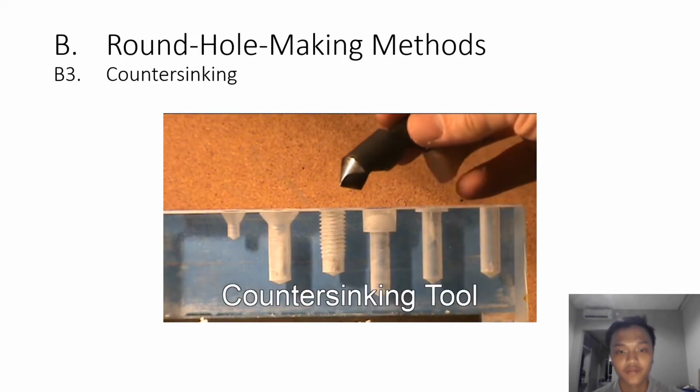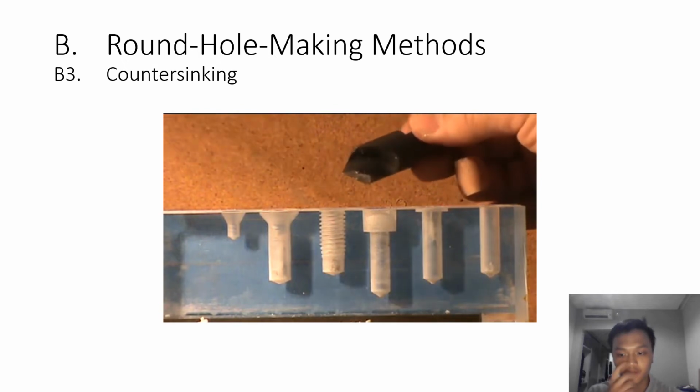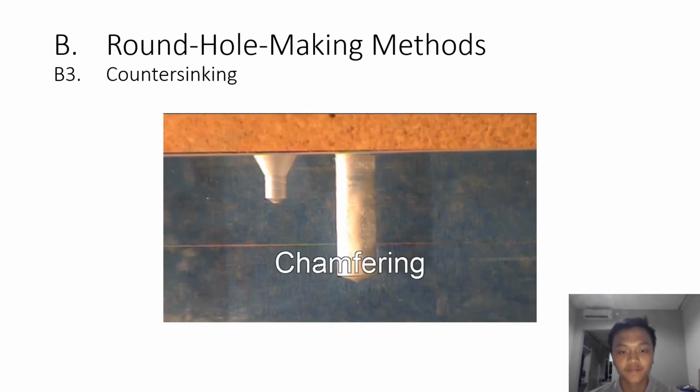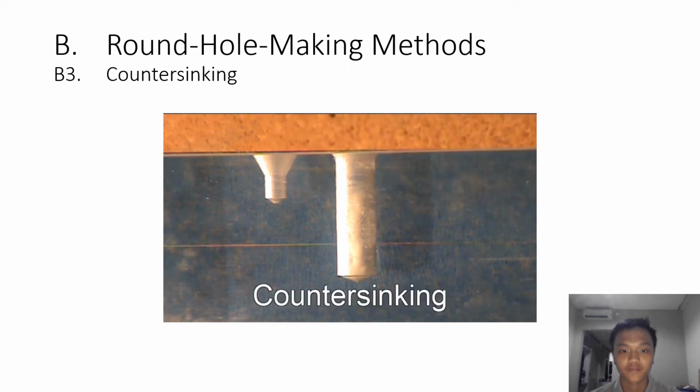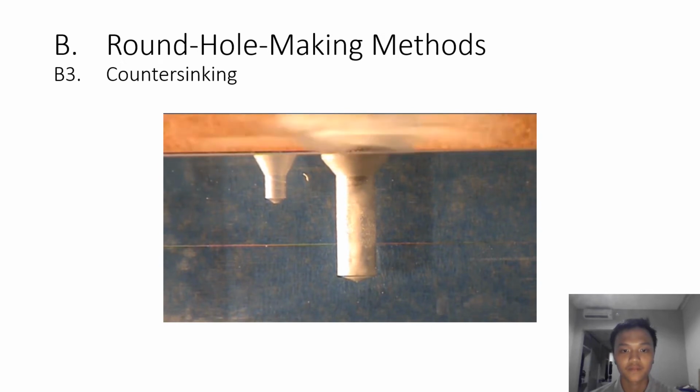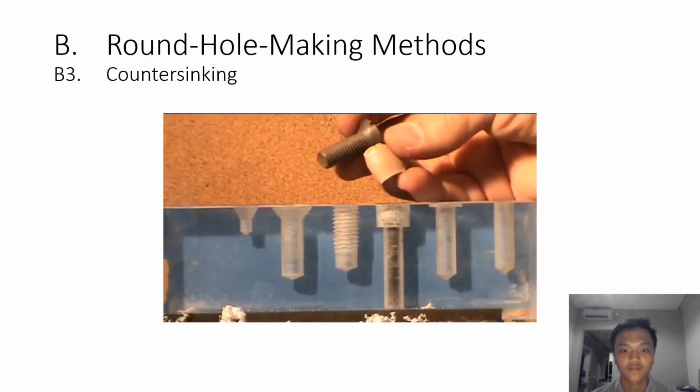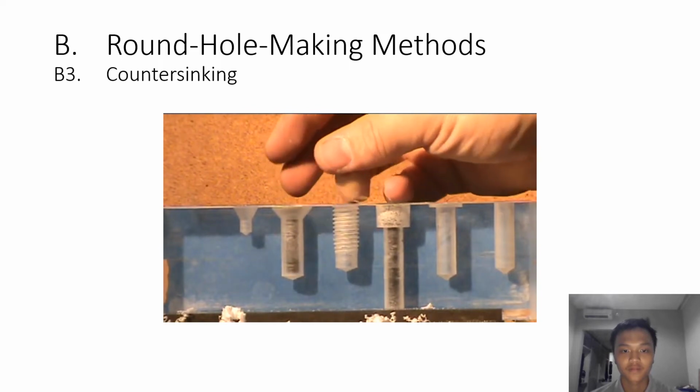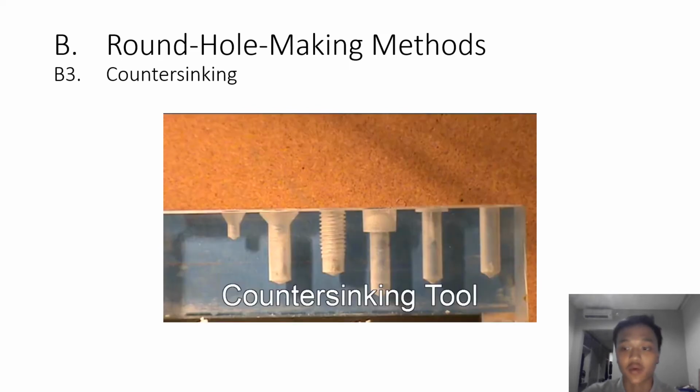This is a countersinking tool. There are two different things that we can do with the countersinking tool. First one is chamfering. Chamfering is just going in and breaking that edge around the top. If we go deeper with the tool, the operation is called countersinking. We'll use this for a flathead screw. So that's how countersinking works.